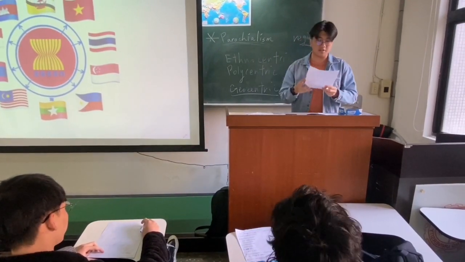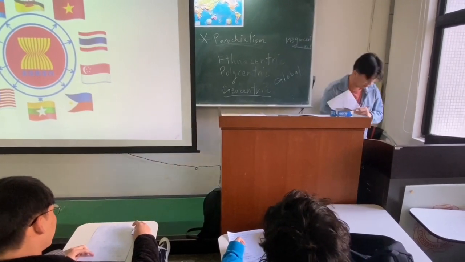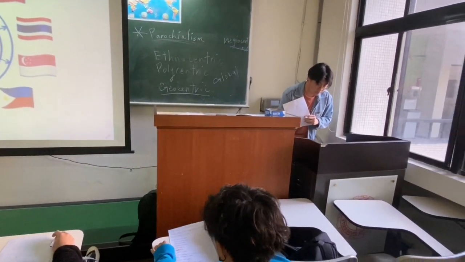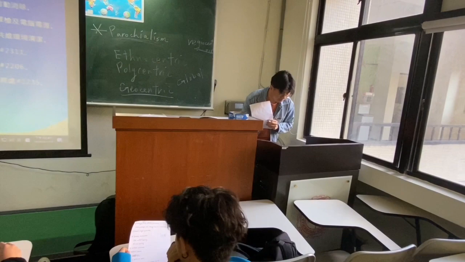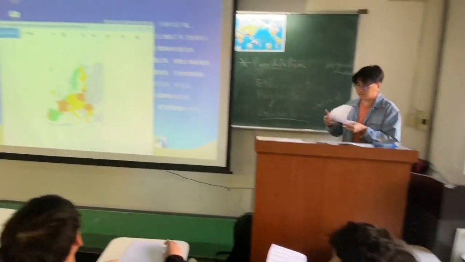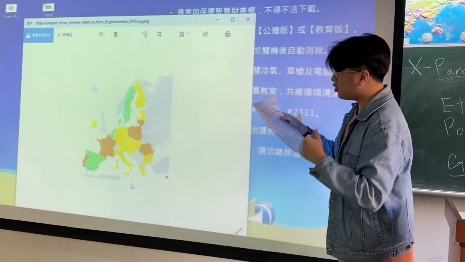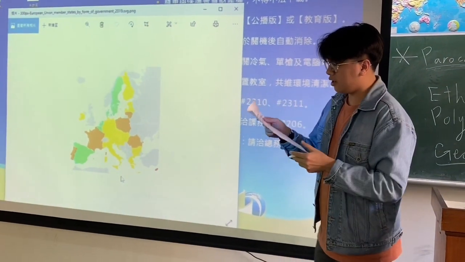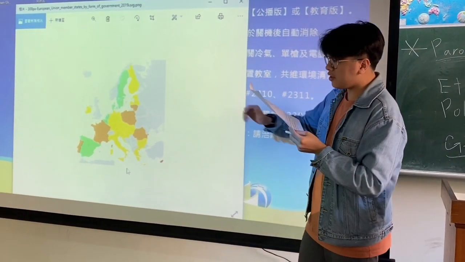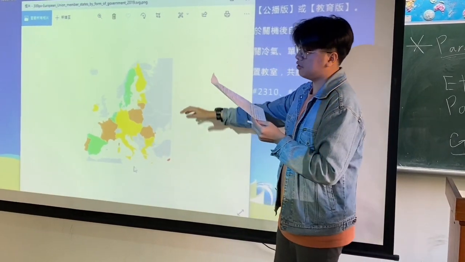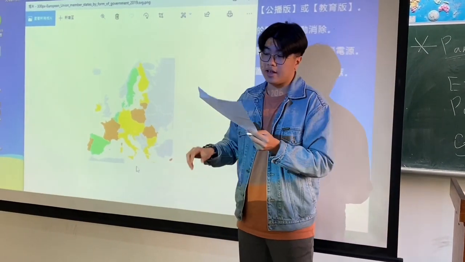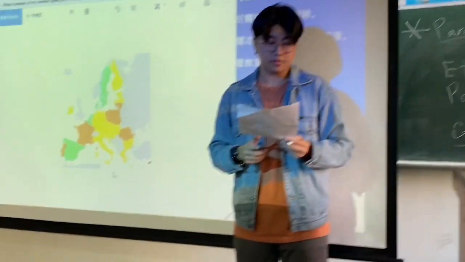The first one is the European Union. There are 28 member nations. This organization is a trade entity with the euro as a single common currency.